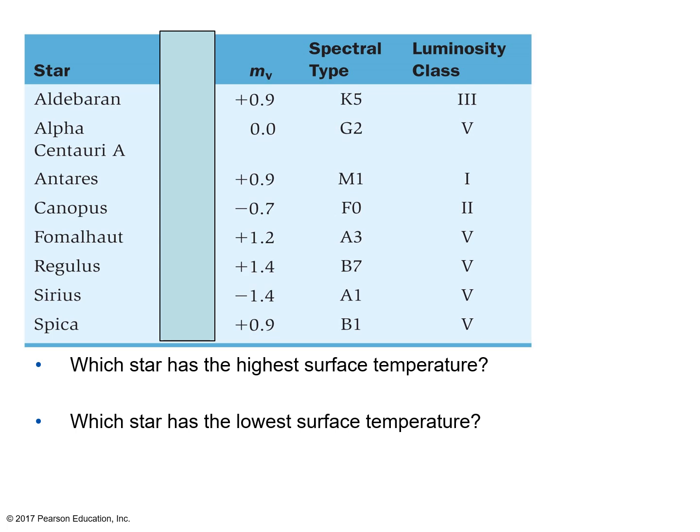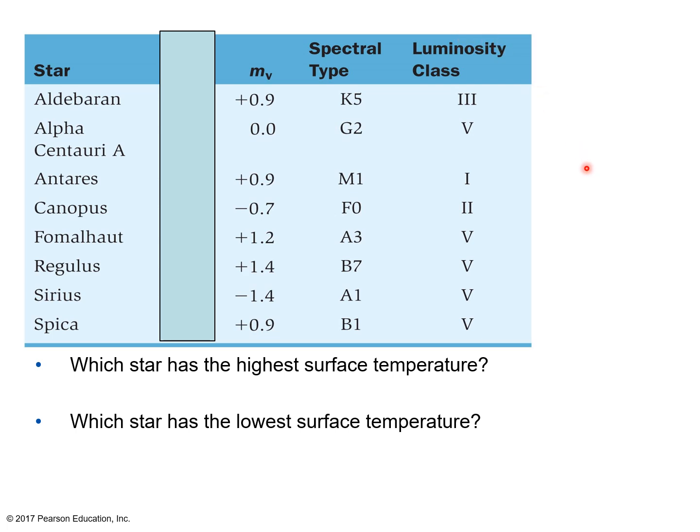First, we need to do a review to make sure you understand concepts learned in chapter 15. So let's look at this table of stars. Here we have a few stars by name. In the second column, we have the apparent magnitude, and then the spectral type, and then the luminosity class. You learned all these things back in chapter 15.